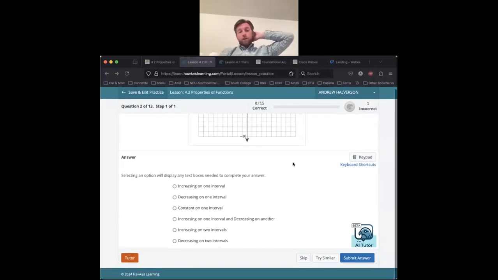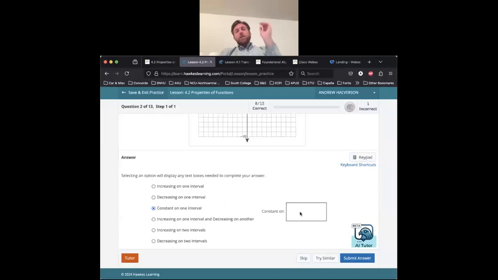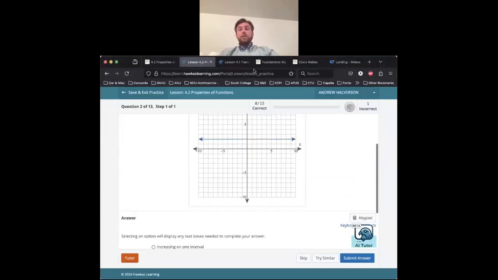Okay, any questions on increasing, decreasing, any of that stuff? So this one was constant. And so then you want to give the interval itself. It's the same thing as what they're talking about, what's the domain. When they say what interval is it increasing, decreasing, or constant, they're asking about the domain. So what is the domain for this interval?